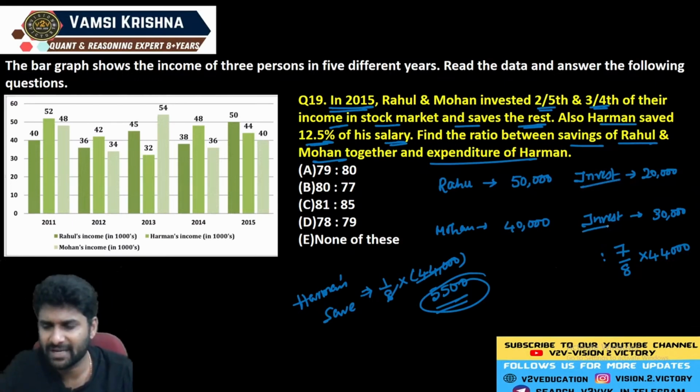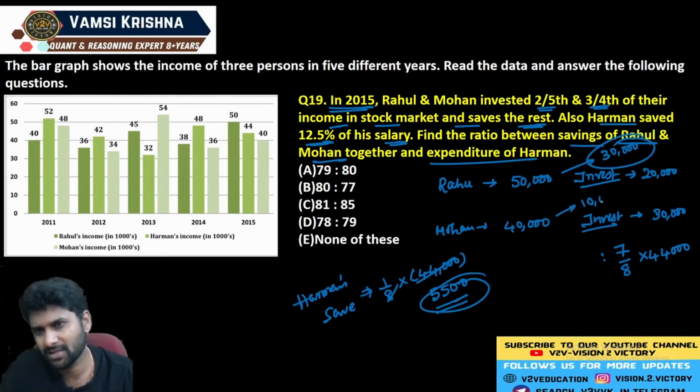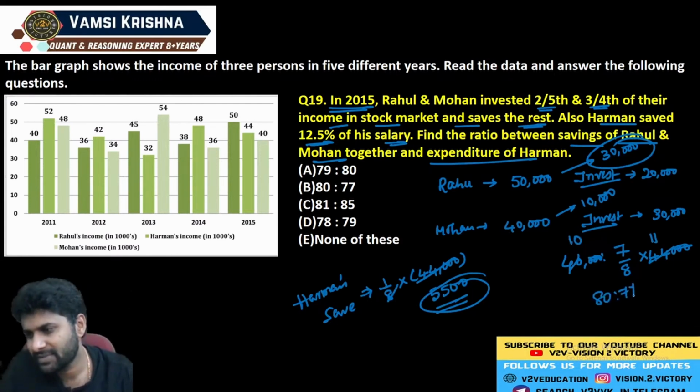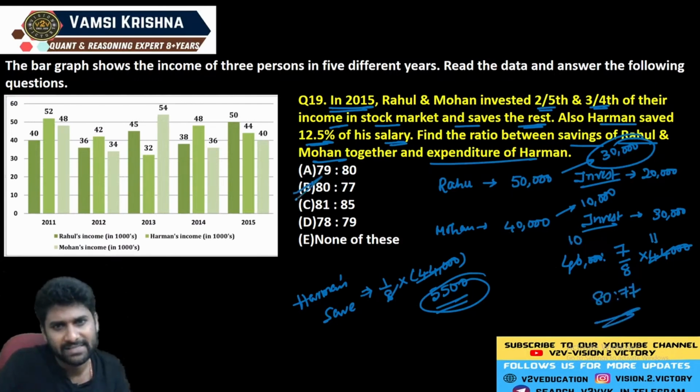Guys, sorry, it's an investment, right? So what about the savings here? The investment is 30,000, so the savings is 10,000. And Rahul's savings is 30,000. So total savings is 40,000. Just cancel three zeros and three zeros. It's 11 times and it's 10 times. It's a ratio of 80 is to 77. It's a ratio of 80 and 77.